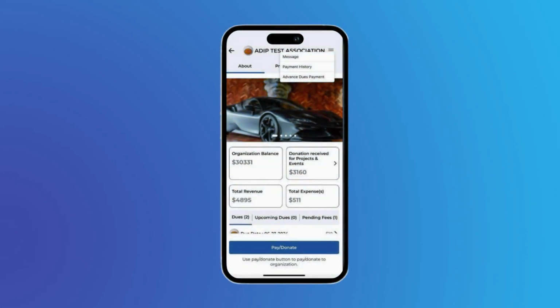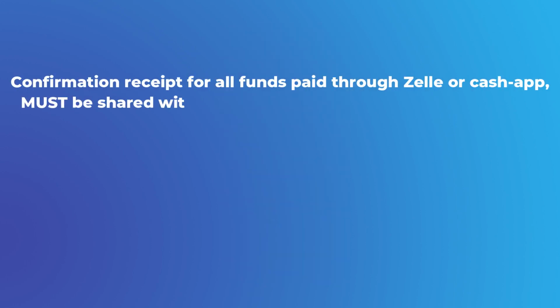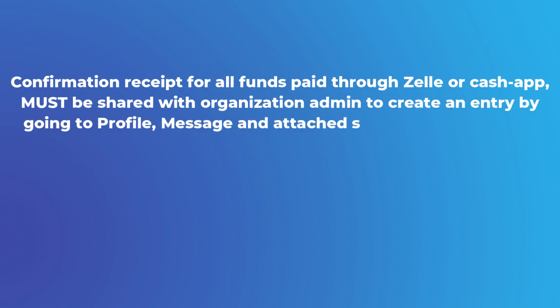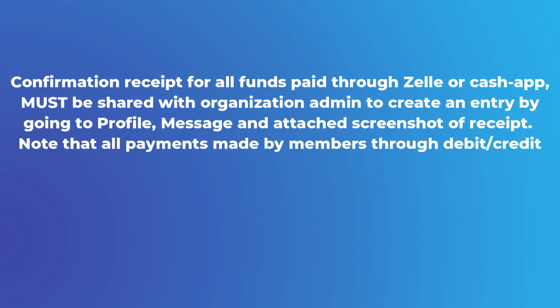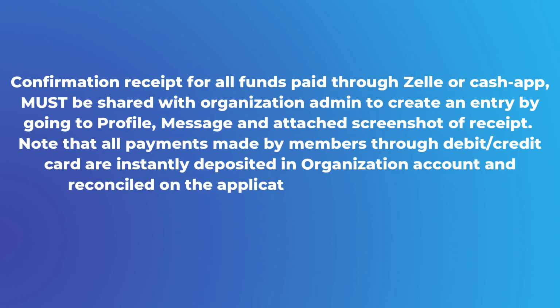3. To access all payment history made to an organization, members simply click Profile and Payment History. 4. Confirmation receipt for all funds paid through Zelle or Cash App must be shared with the organization admin to create an entry by going to Profile, Message, and attaching a screenshot of the receipt. Note that all payments made by members through debit or credit card are instantly deposited in the organization account and reconciled on the application revenue and balance.